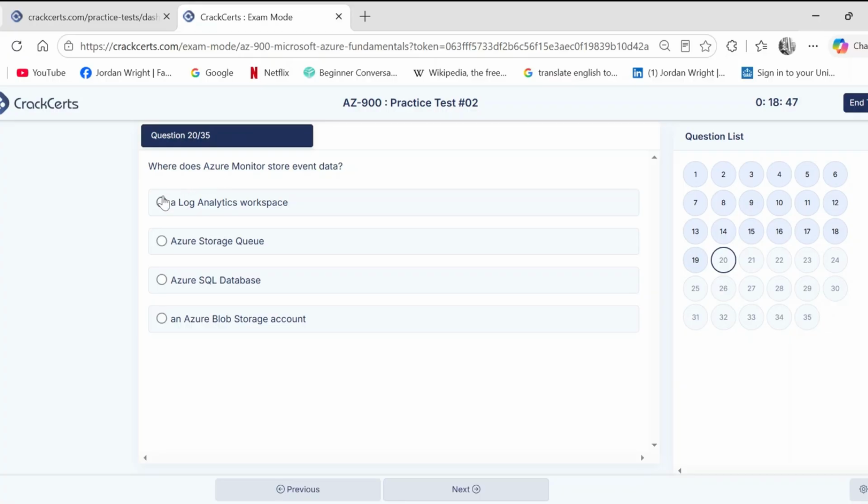What do you reckon, guys? How about the others? It's going to be either the storage account or messages. It's not going to be an SQL database. It's not going to be a storage account. Think about what we do with event data. What is event data?